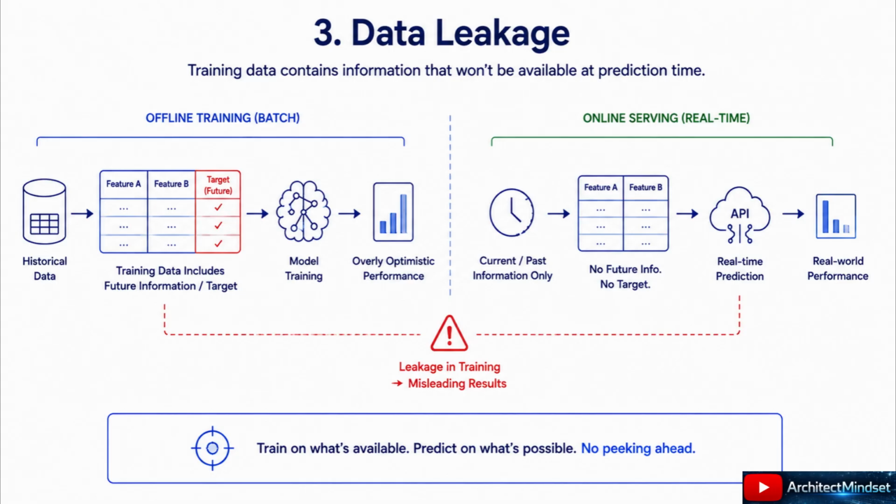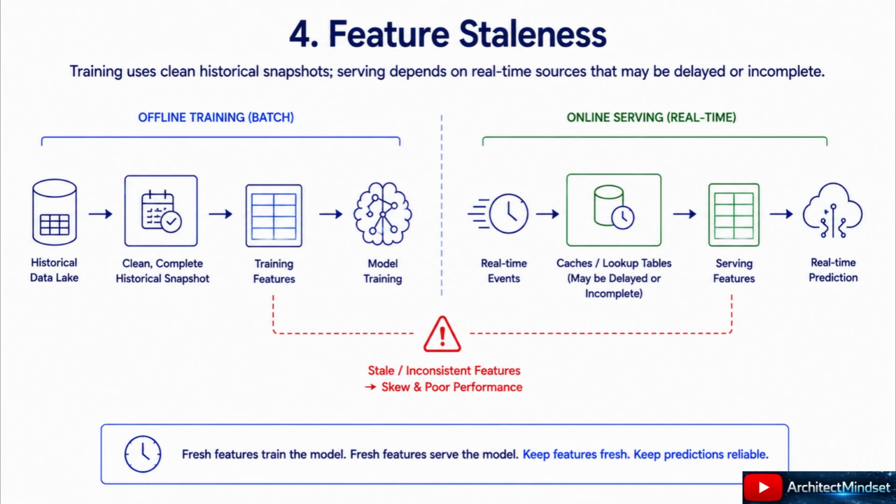This occurs when the training dataset accidentally includes future information or target labels that would not be available during a real-time prediction. As a result, the model learns from data it could never access in production. Fourth, feature staleness. Training often uses clean and complete historical snapshots, while production systems depend on real-time caches and lookup tables. If these sources are delayed, incomplete, or corrupted, the features used during serving can differ significantly from those used during the training.